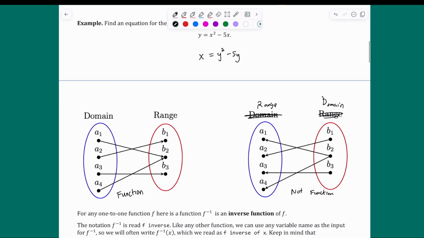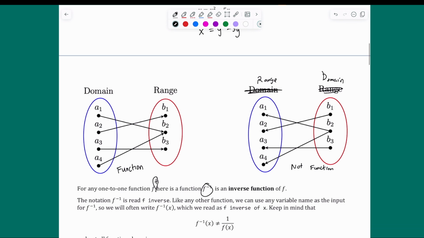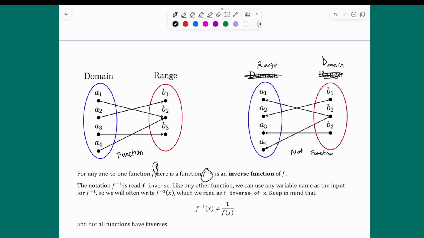And so for any one-to-one function, however, if you remember, for every one-to-one function f, there is a function that we denote by f inverse. If a function is one-to-one, we will always have an inverse relation that is also a function, and we denote it by f to the -1. So the notation f to the negative 1 is read f inverse.